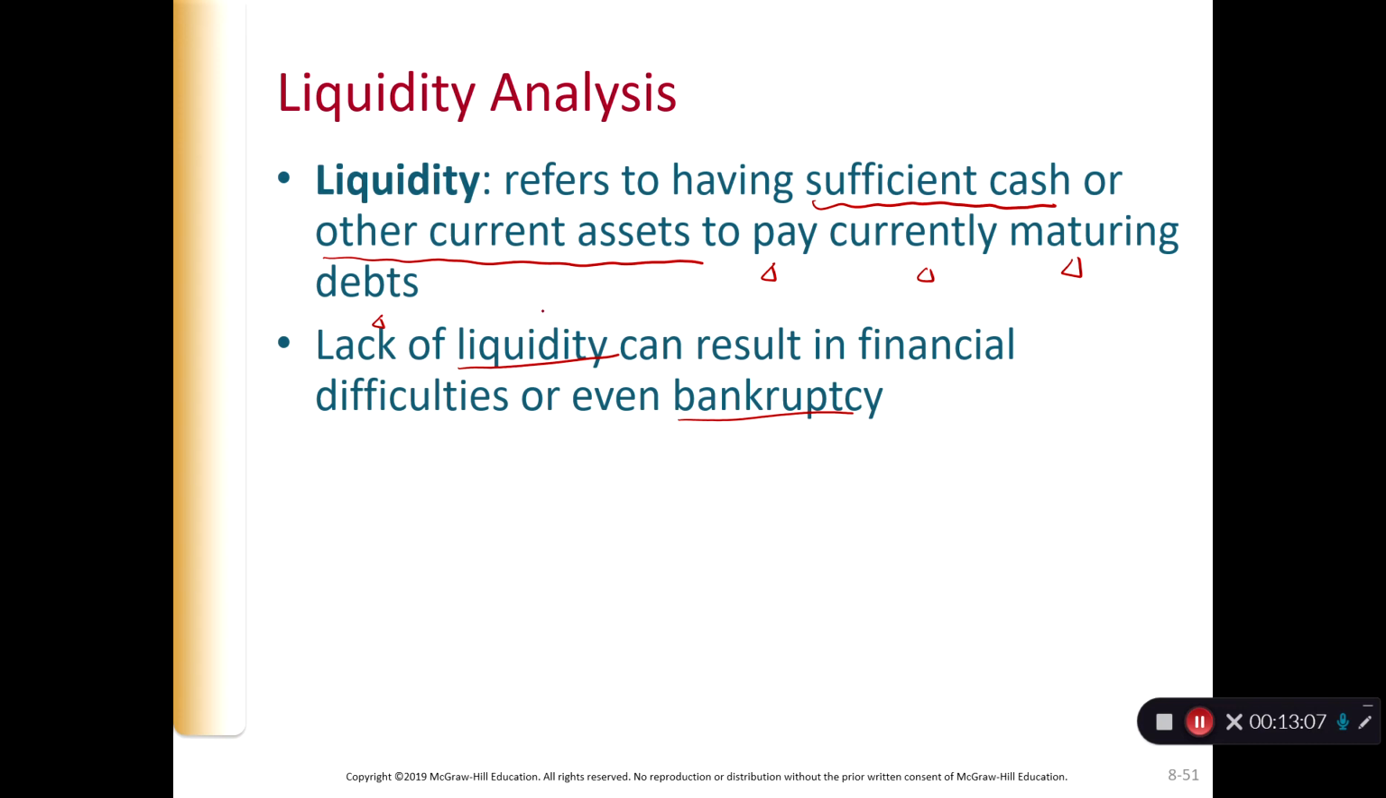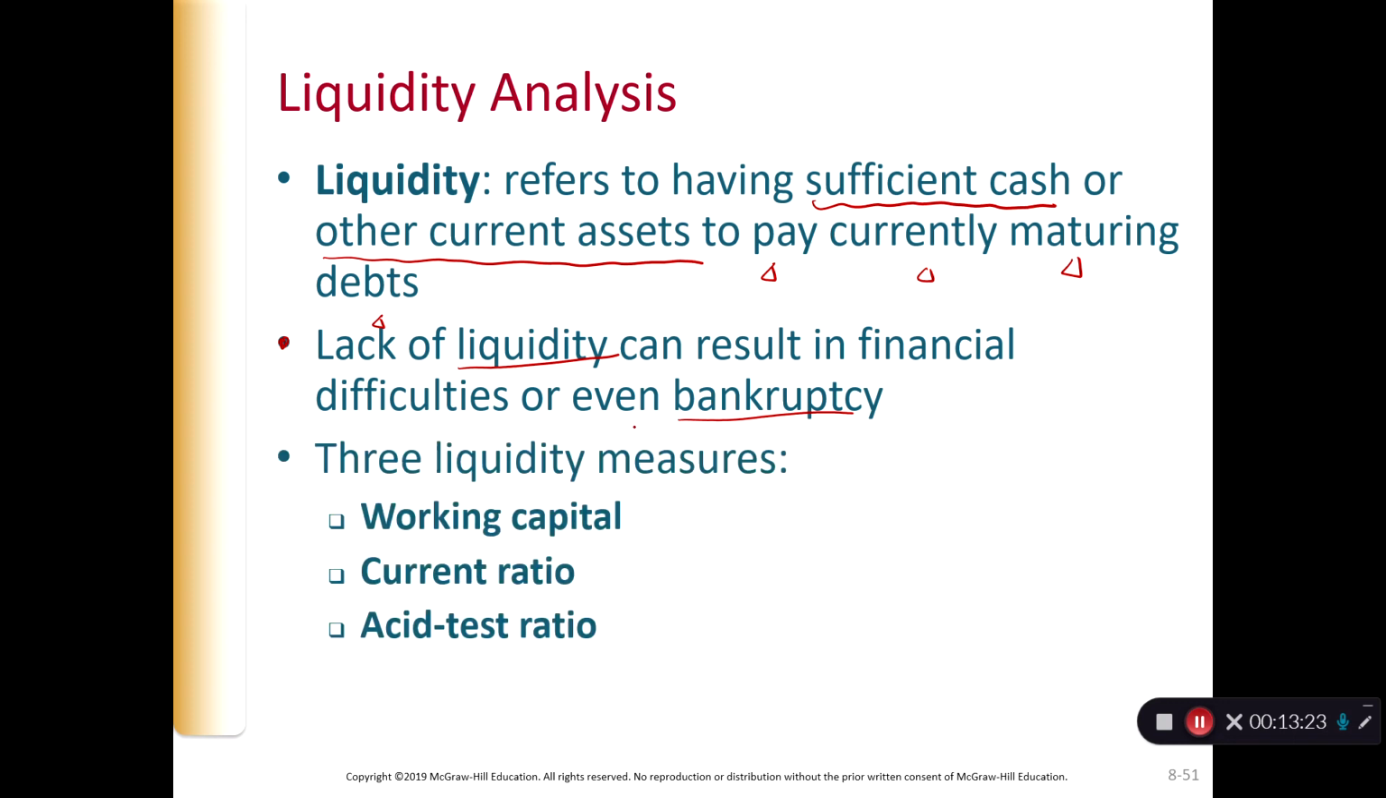It's debt over debt. But in terms of a firm, when you lack liquidity, it can result in financial difficulties, such as you cannot pay employees, you cannot pay vendors, and then you cannot pay the bank. In the end, you have to file for bankruptcy. So liquidity is very important, and we have 3 measures to measure liquidity. First, working capital. Second, the current ratio. And third, the acid test ratio.